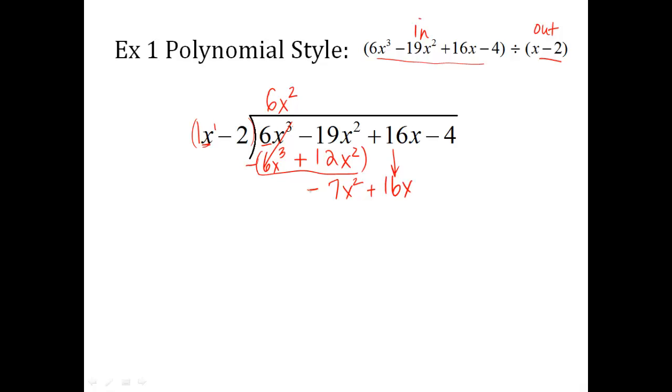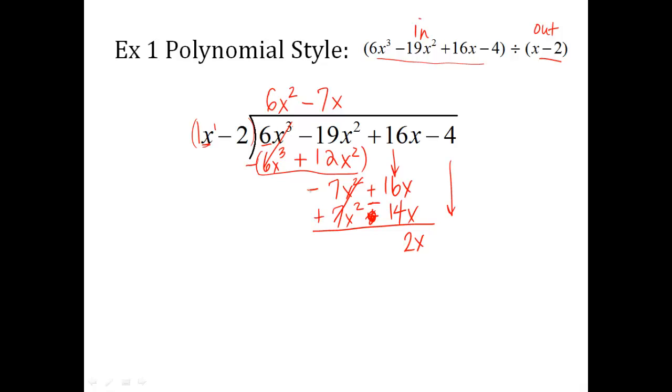All right, so I go through the same process, focusing just on this first part right here. What times 1 gives me negative 7? Negative 7. X to the first, what's going to give me x squared? Another x. So negative 7x times x gives me negative 7x squared. Negative 7x times negative 2 is going to give me positive 14x. Okay, if I subtract, I have to change all my signs. That becomes positive. This one is now negative. This goes to 0. 16x minus 14x is 2x.